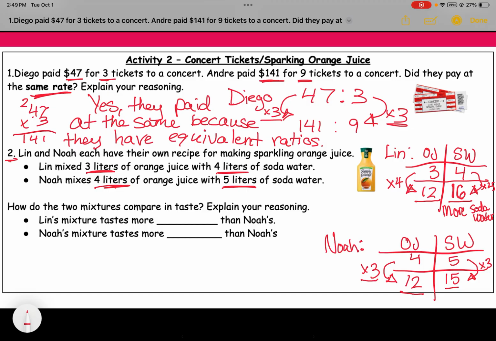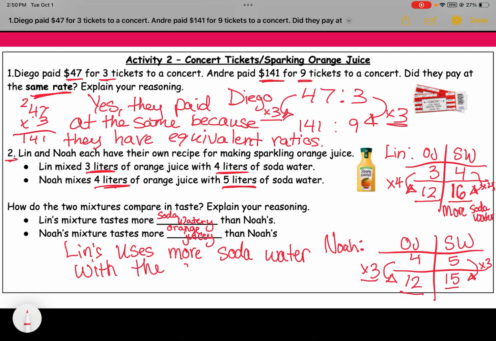Okay, so let's see how it says. So it says Lynn's mixture tastes more blank than Noah's. So there's lots of ways you could do it, but I could say Lynn's mixture tastes more, I'll say soda watery, because she has more soda water, if that's a way to describe. Noah's mixture tastes more orange juicy, because he has a little bit less soda water. But you got to explain. You could say Lynn's uses more soda water with the same amount of OJ.